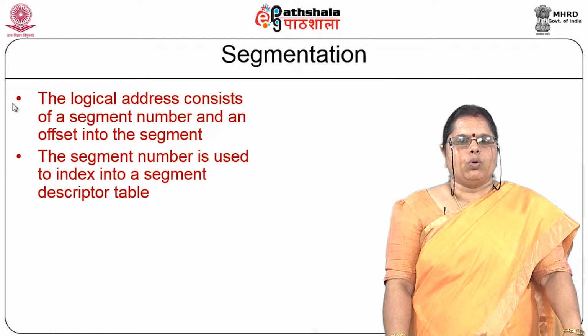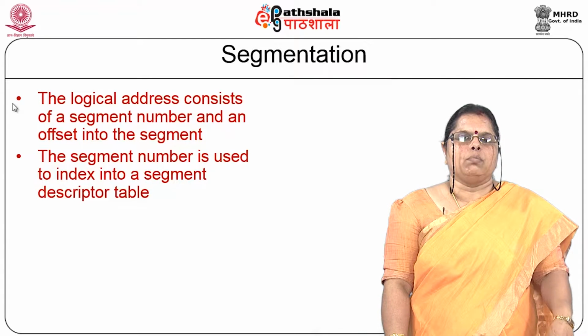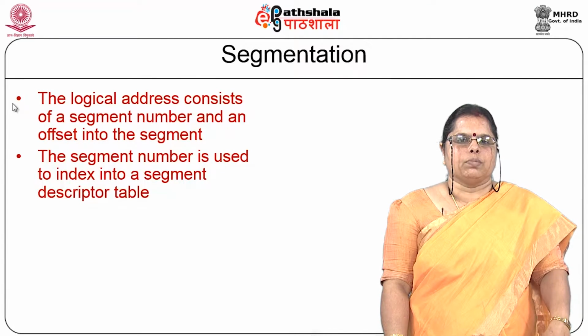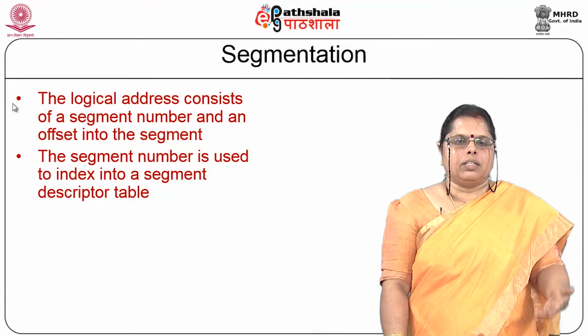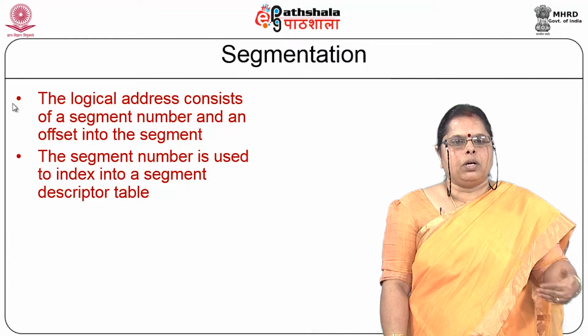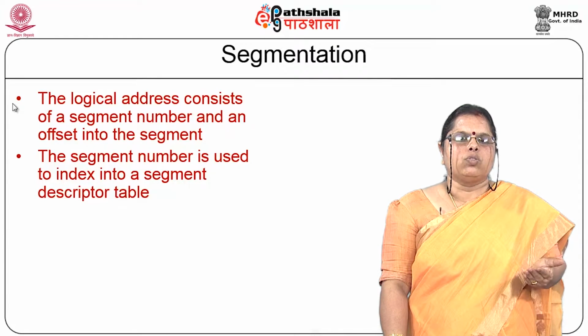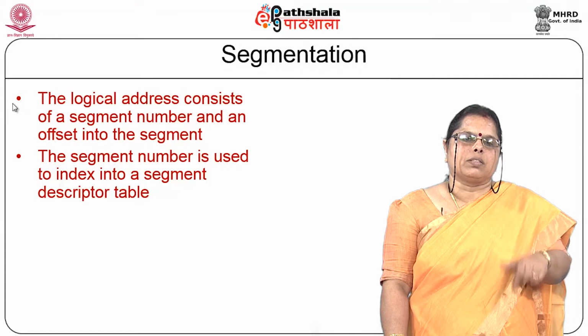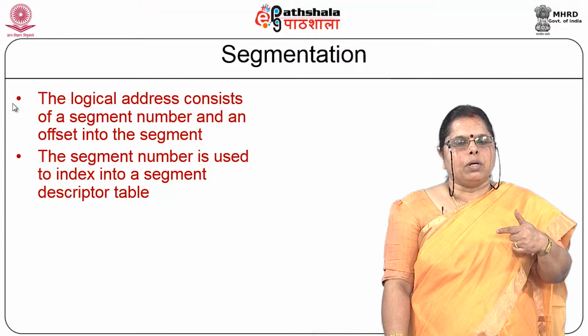As I already told you, your program is divided into segments where each segment consists of logically related items. When you look at a logical address, just like how the virtual address corresponding to paging had a page number and an offset, the virtual address corresponding to segmentation consists of a segment number and an offset into the segment. The segment number is used to index into a segment descriptor table. Just like how we had a page table there, here you have a segment descriptor table.